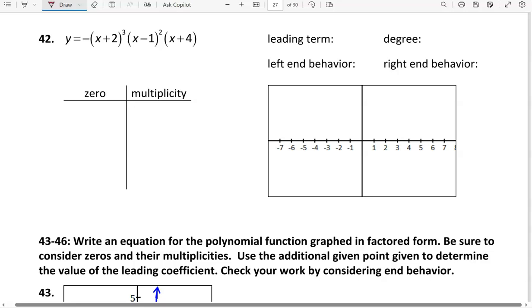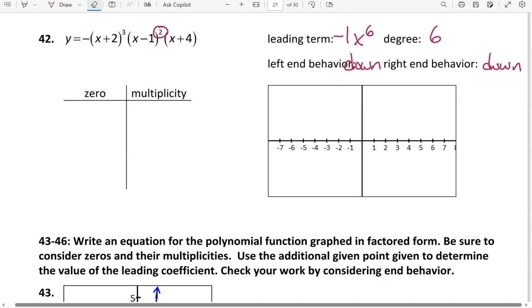In 42, our leading term is coefficient negative 1 times x cubed times x squared times x. So that is negative 1 times x raised to the 6th power. That's a 6th degree polynomial. And since it's a 6th degree polynomial with a negative leading coefficient, our right-hand behavior is down. A 6th degree polynomial is an even degree, so that means left-hand behavior is in the same direction, also down.